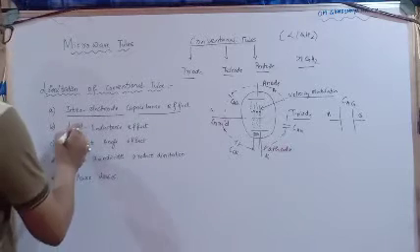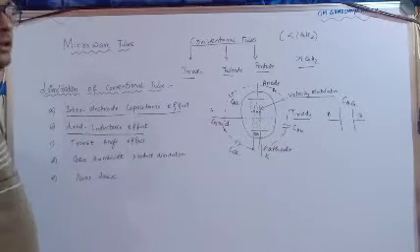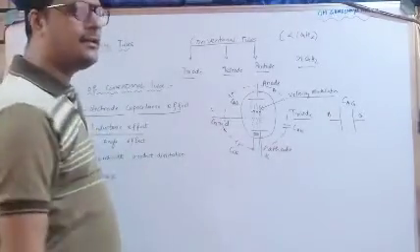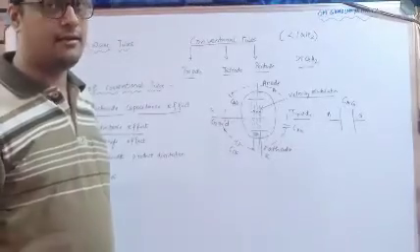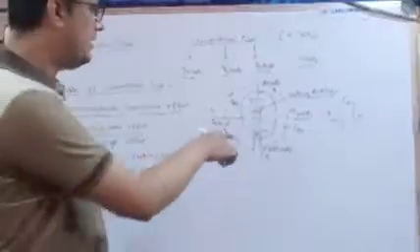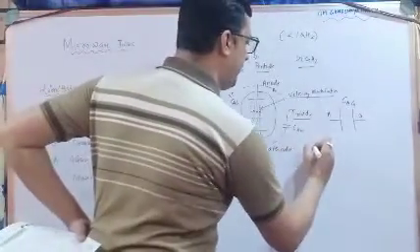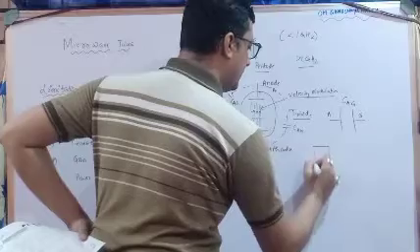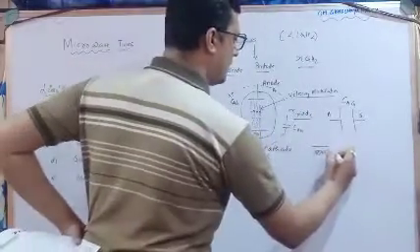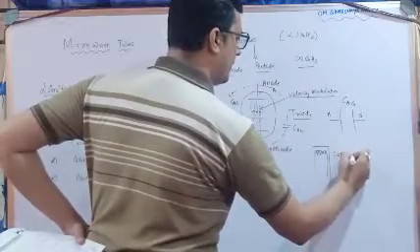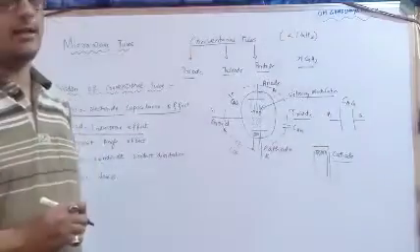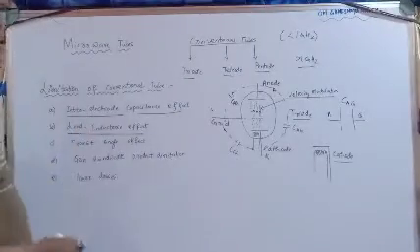Okay, second is the lead inductance effect. Lead inductance effect means you can see in the cathode there is a tungsten element, and in this tungsten element small coils are available. If I draw the cathode, some coils are available. This tungsten element is available. This is the cathode terminal. So this coil will contribute as an inductance, and that is called the lead inductance effect.